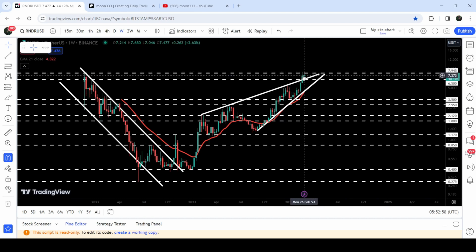Previously, it had been breaking out of the resistance here. And now again, this is the second week, even after breaking out this rising wedge pattern, the price line is struggling to break out this resistance. And in today's video, we will analyze this move.